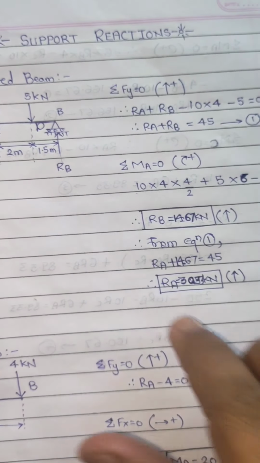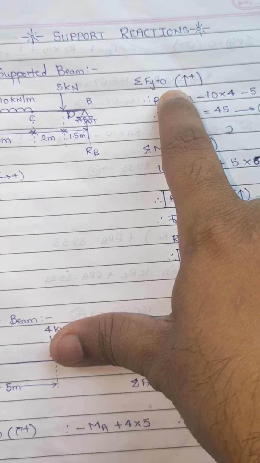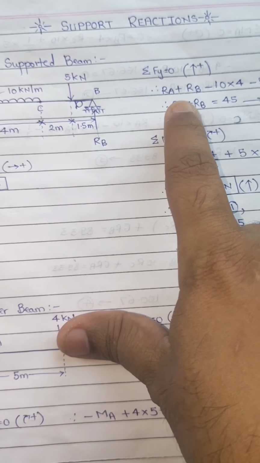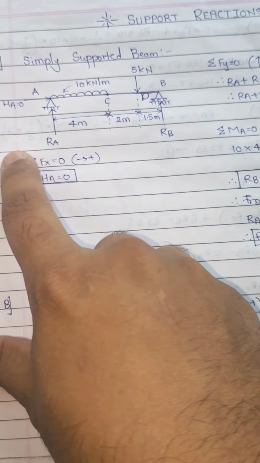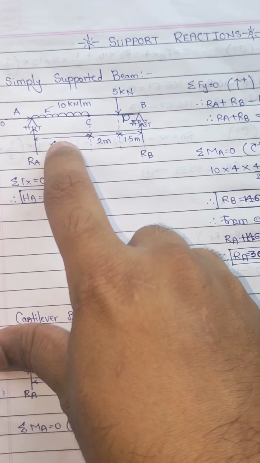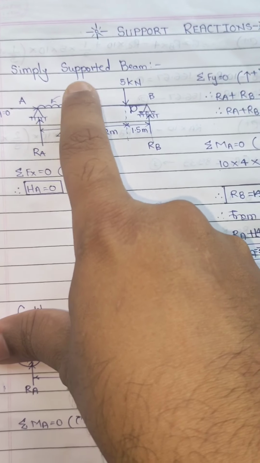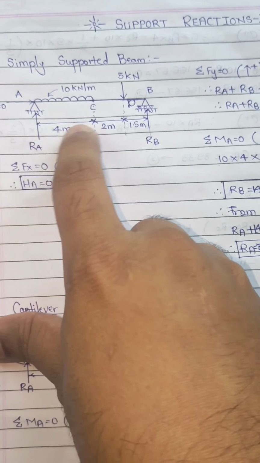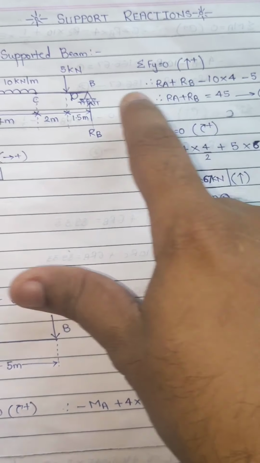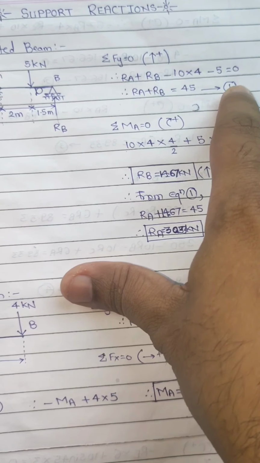Okay, now to find out support reactions, what we will be doing is summation Fy equal to 0. That means addition of all the vertical forces coming on the beam equal to 0, and I'll take upward loads as positive, downward as negative. So Ra and Rb both are upward, so I'm taking them positive. Then this 10 into 4. I have explained in the previous video how to find out the equivalent load for a UDL. So this 10 is the intensity and 4 is the span. So 10 into 4, because it is a downward load, so minus 10 into 4, and again this point load is also downward, so minus 5, and you get an equation. Let's number it as equation number 1.